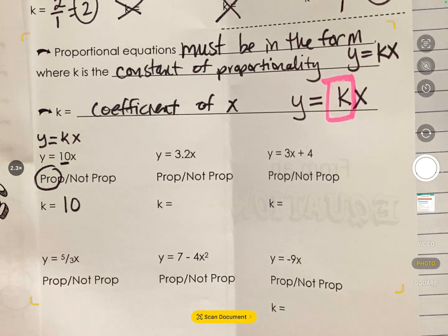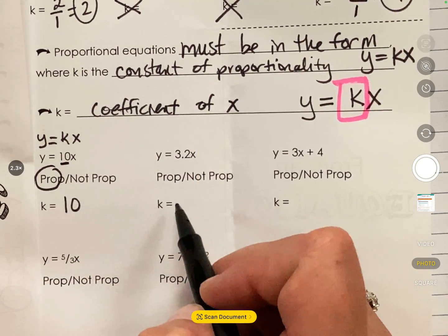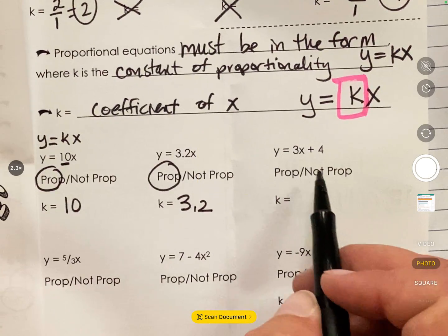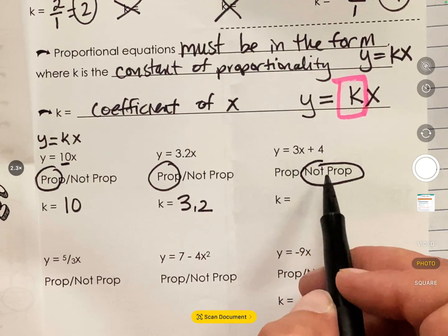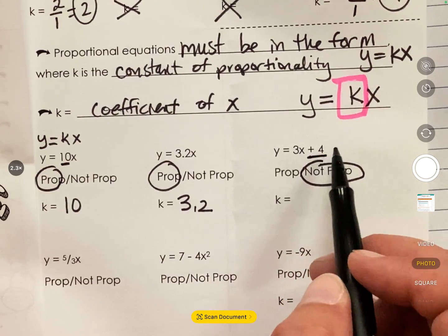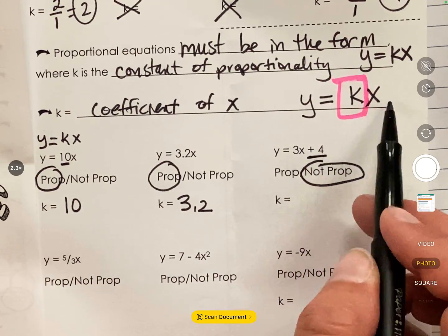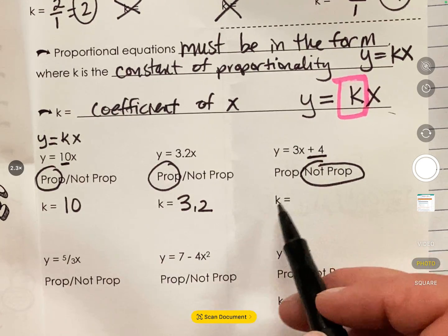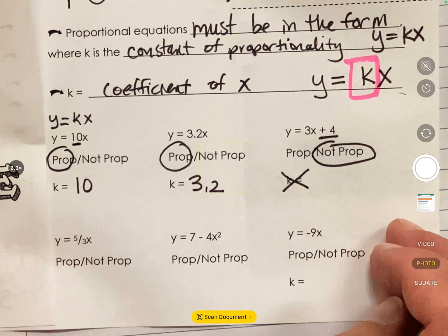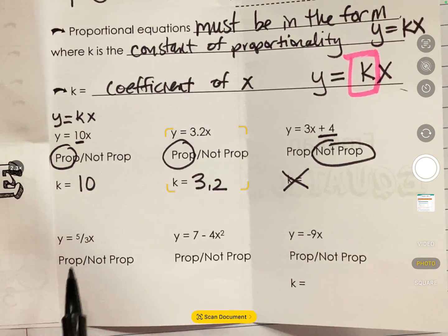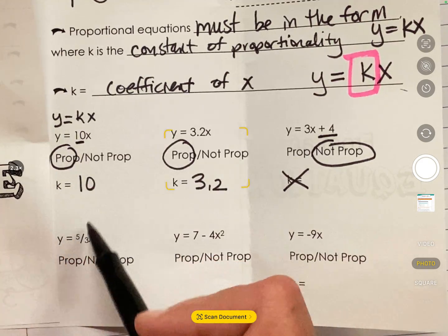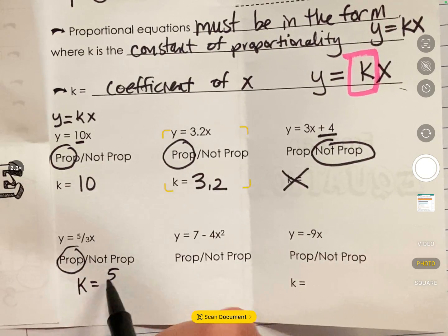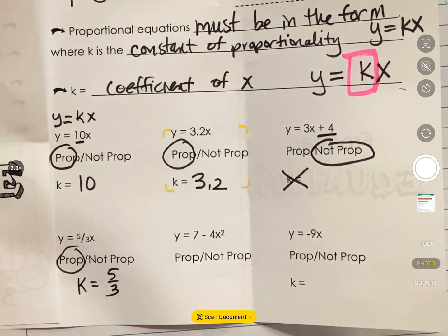Okay, now that you're back, let's check them. The second one would also be proportional, and the k is 3.2. The third one is not proportional, and the reason why is because we have this extra +4. There's nothing added or subtracted in my equation. So if you have anything added or subtracted, it's not proportional. Mark out the k. The next one, even though it has a fraction, it still matches because it has a number times x. So yes, proportional. The k is 5/3. Go ahead and write that in.